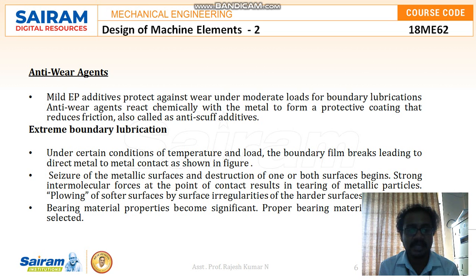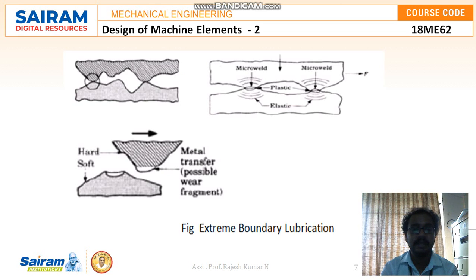The last one is extreme boundary lubrication. Under certain conditions of temperature and load, the boundary film breaks, leading to direct metal to metal contact, which was already shown in the sketch. The seizure of the metallic surfaces and destruction of one or both surfaces begins. Strong intermolecular forces at the point of contact result in tearing of metallic particles. There is flowing of softer surfaces by surface irregularities of the harder surfaces, and finally the bearing material properties become significant. So proper bearing materials should be selected.